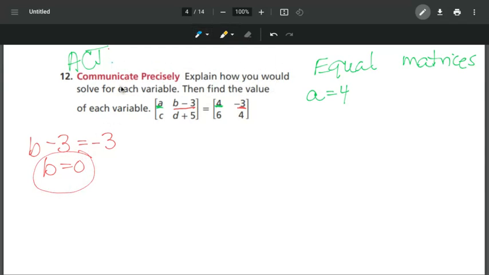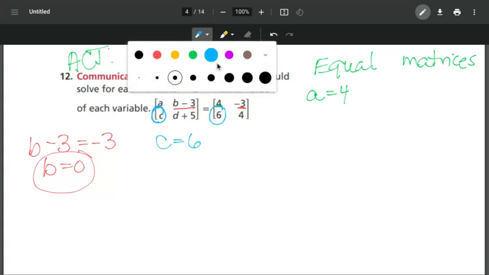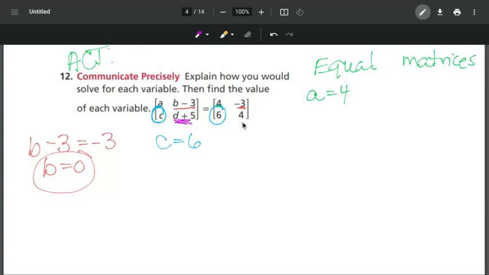For C, C is in the second row, first column, which is in the same position as that element. So C would equal 6. And then D plus 5 is in the same position as 4. So we can set D plus 5 equal to 4. Subtract 5 on both sides. D is going to be negative 1.